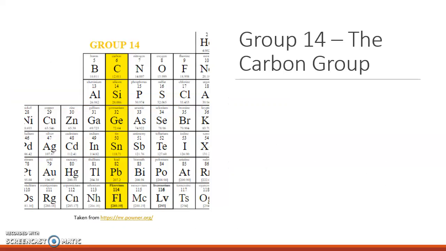The next group is group 14, which is known as the carbon group. This group is also located on the right-hand side of the periodic table, adjacent to the boron group. Take note, group 14 is the naming convention that IUPAC has given. In some instances, it has been given the name group 4A according to CAS naming convention.